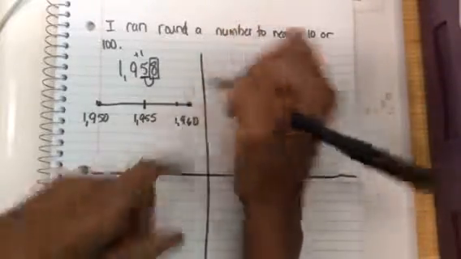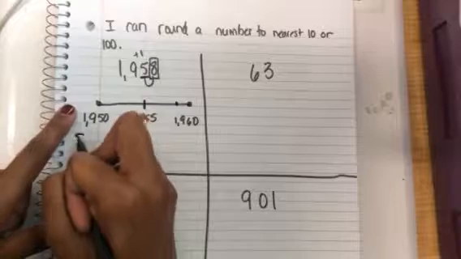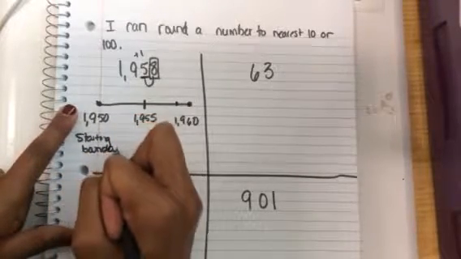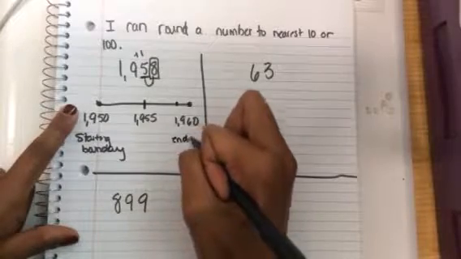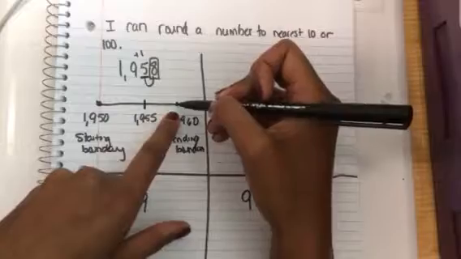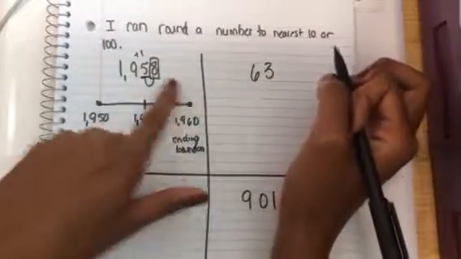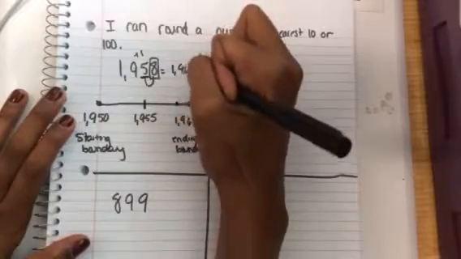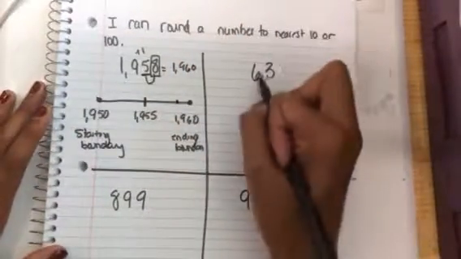So let's locate where 1,958 will be. It's going to be probably about right here. Is it closer to the starting boundary or is it closer to the ending boundary? Well, Miss White, it's closer to the ending boundary, because we might as well go to the ending boundary number than go back all the way to the beginning. So this is rounded to 1,960. I'll show you another example.